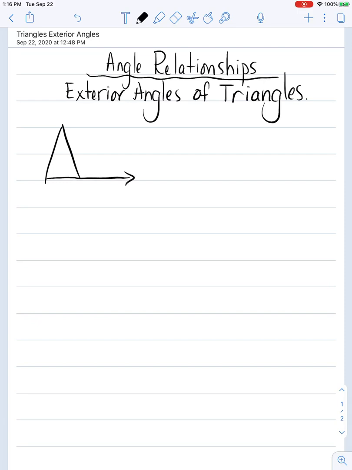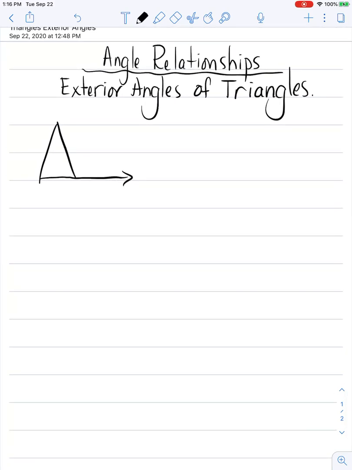The relationship that we're looking at says if we have two inside angles, we can add those together to get the measure of the exterior or the outside angle. So 40 plus 60 gives us 100. So this outside angle is 100 degrees. Let's take one more look at that.